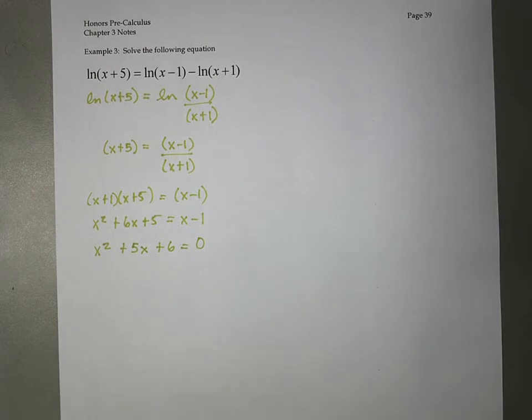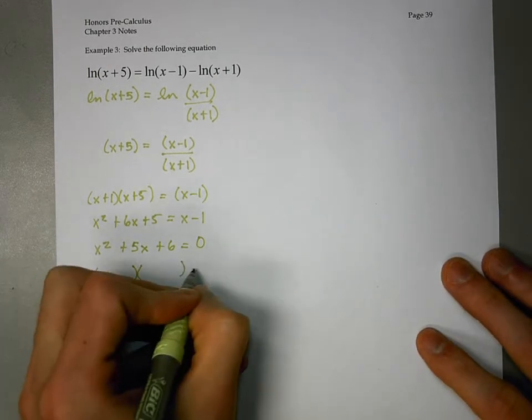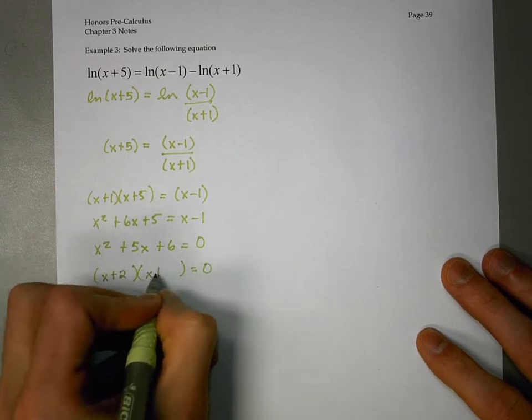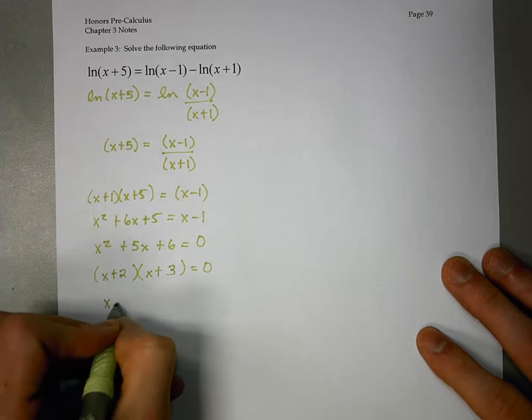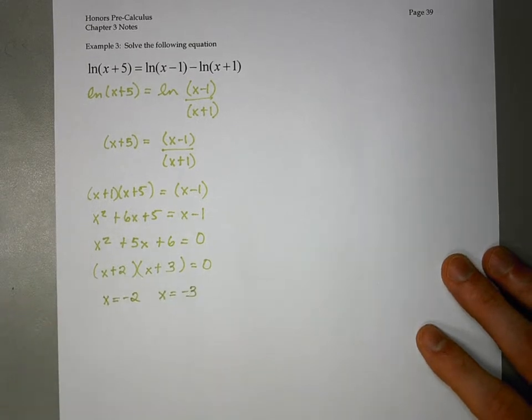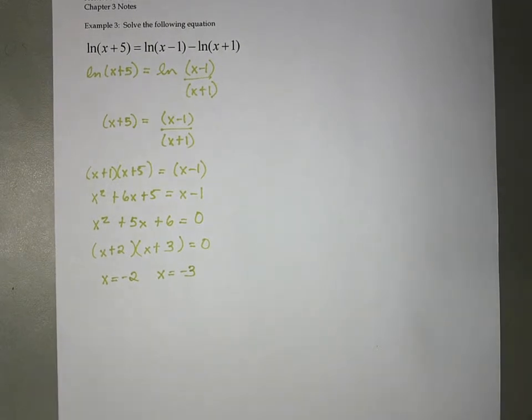So now I've got x squared plus 5x plus 6. I can factor that down to be x plus 2 and x plus 3. So x is equal to negative 2 and x equals negative 3. Now normally at this point we would box our answers and be done, but we need to check our work.